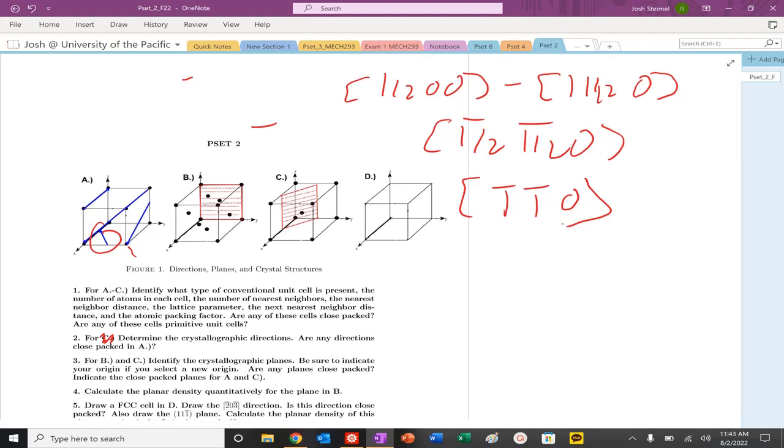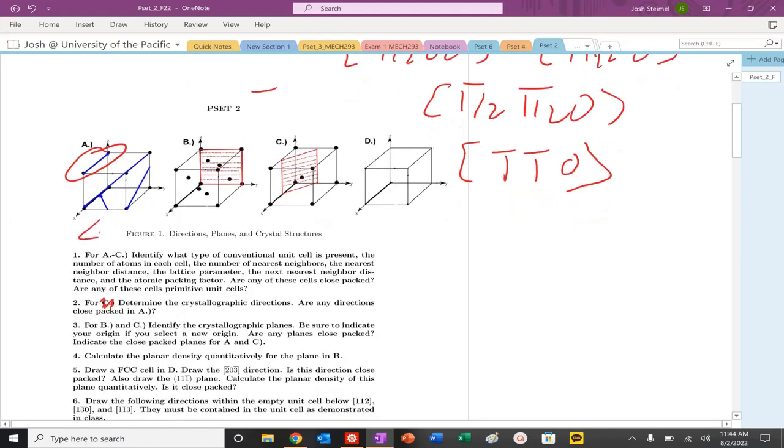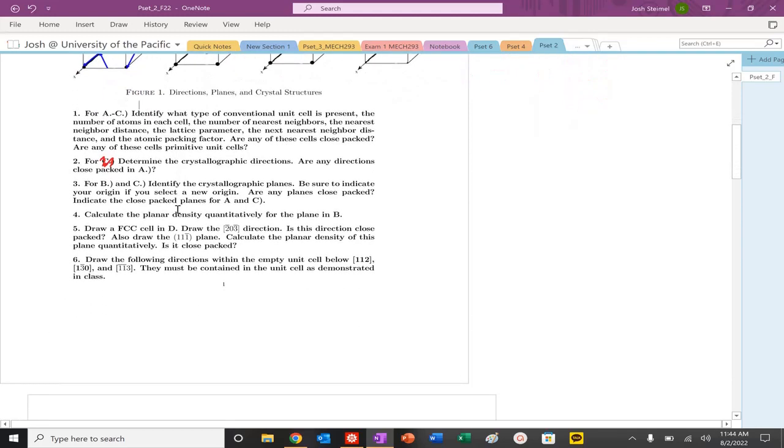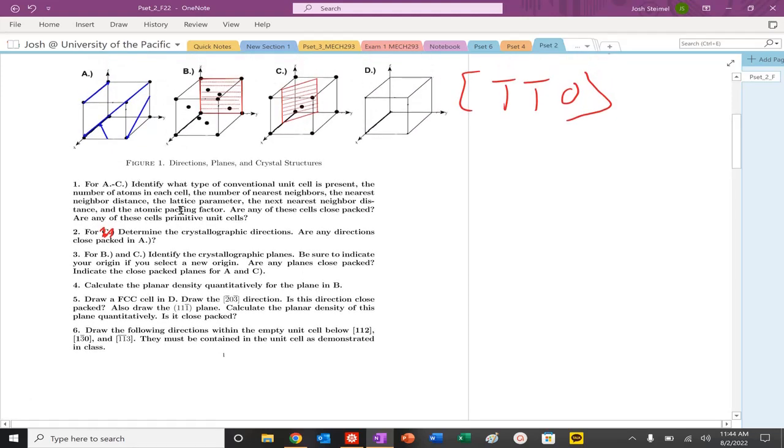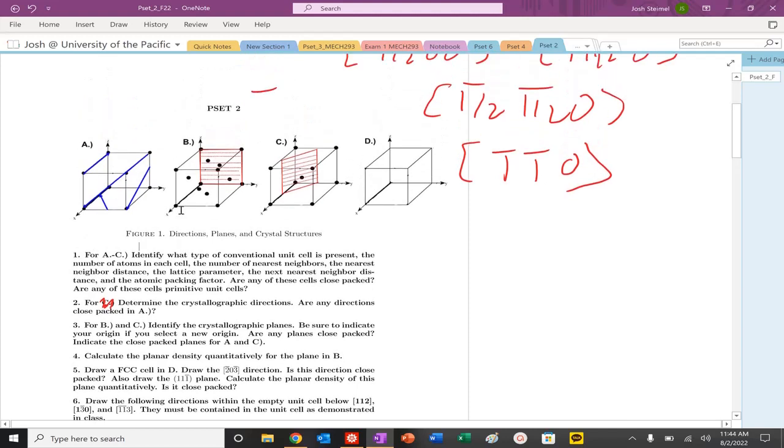So that's for your directions. Are any directions close packed in A? Yes. So this direction in A is close packed because that is part of the basically 1, 1, 1, 0, 0. That is our close packed directions in simple cubic. Fantastic. For B and C, identify the planes, indicate the origin. Are there any planes that are close packed? For A and C, there are no close packed planes. For FCC, 1, 1, 1 is our only close packed plane.